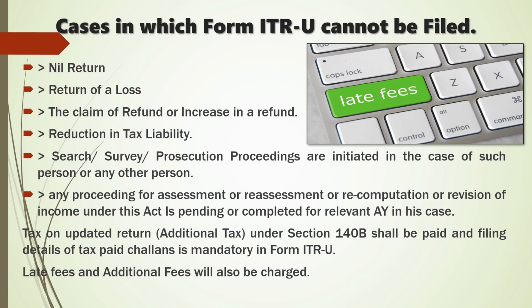4. Reduction in tax liability. One can reduce their tax liability through a host of legitimate means under the Income Tax Act, 1961. These include Section 80C, National Pension Scheme, health insurance, rent deductions, contribution to charity and political parties. 5. Search/survey/prosecution proceedings are initiated in the case of such person or any other person. 6. Any proceeding for assessment or reassessment or recomputation or revision of income under this Act is pending or completed for the relevant assessment year in his case.